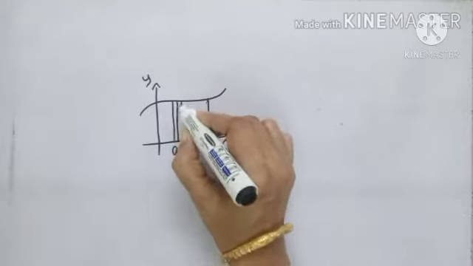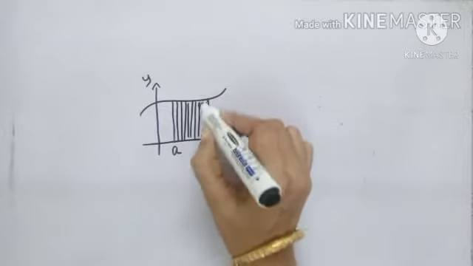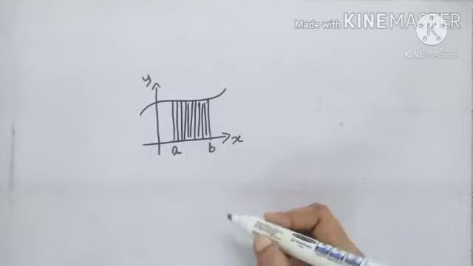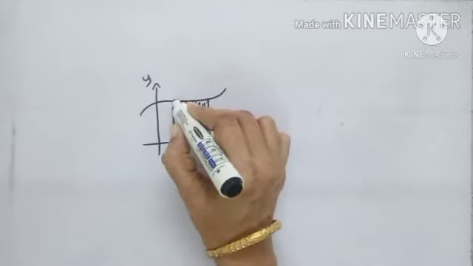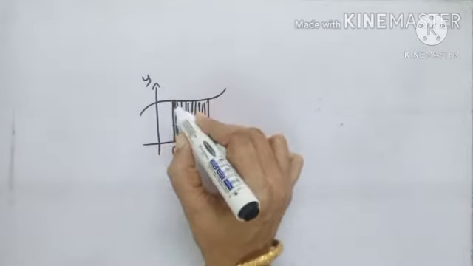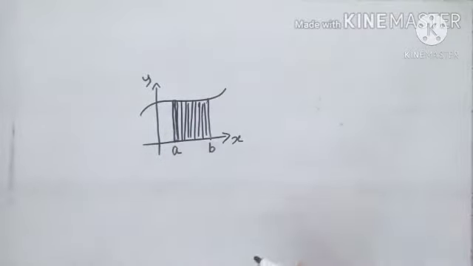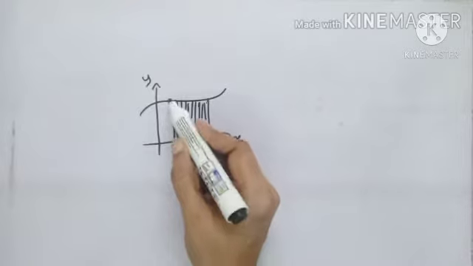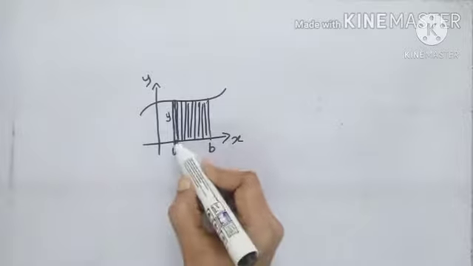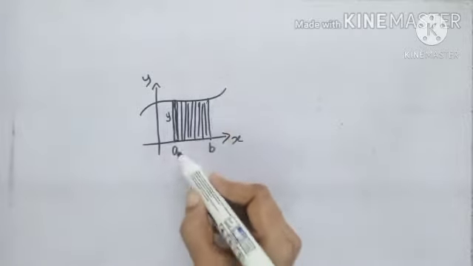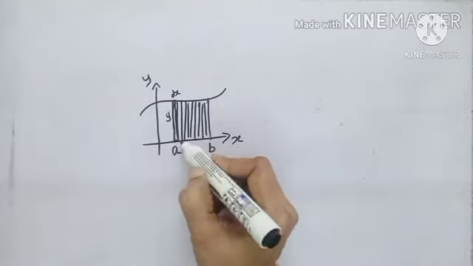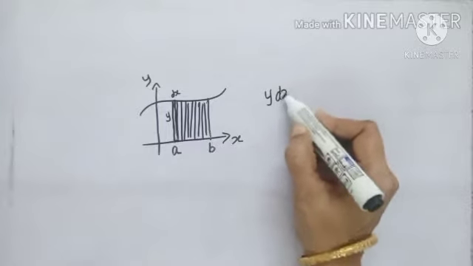Supposing I divide each into small segments like this. The full curve when I take, it doesn't look like a rectangle. But if I take a very small strip, it will be either a little bit bigger or a little bit smaller. That is almost a rectangle. What is the area of the rectangle? We say length into breadth. The length is nothing but y and the small breadth is nothing but a small change in x, which is nothing but dx. So what is the area of the rectangle? That is y into dx.